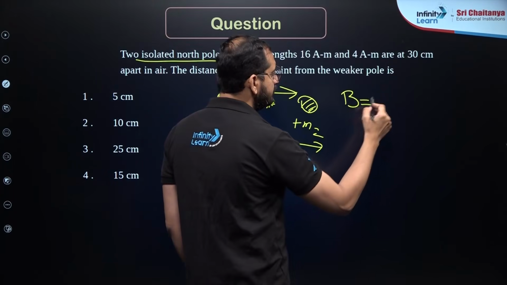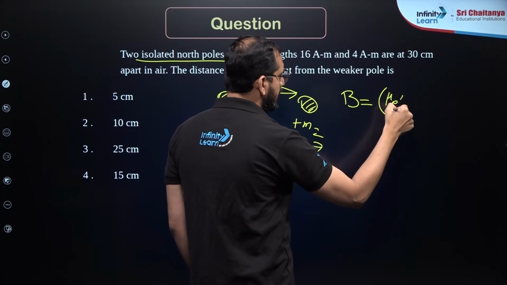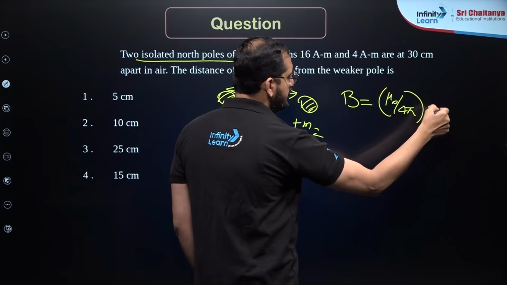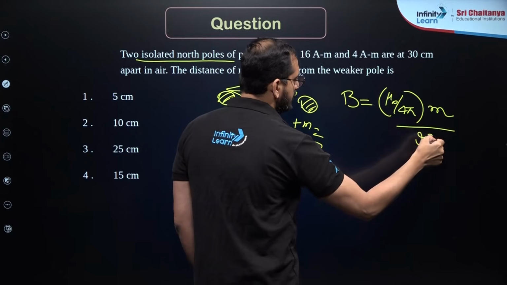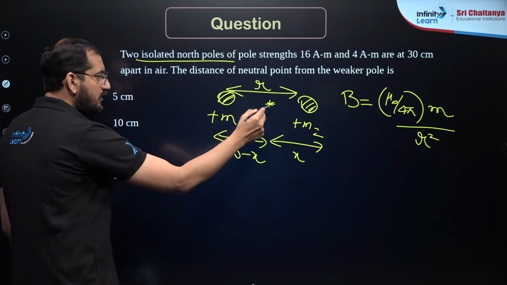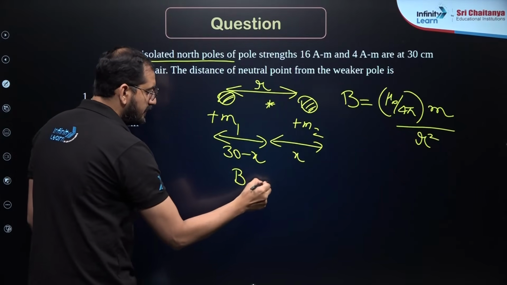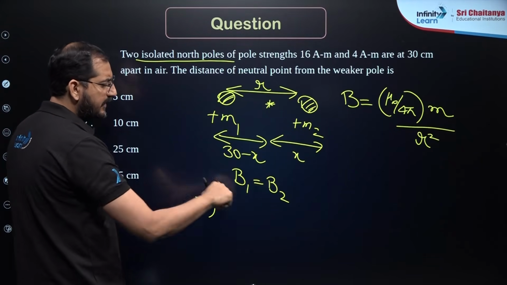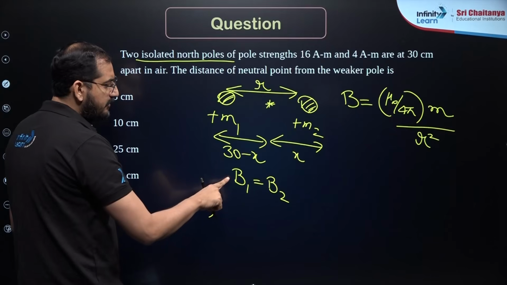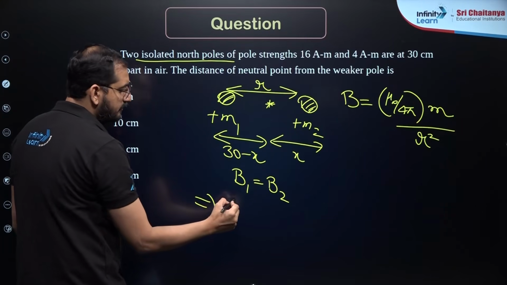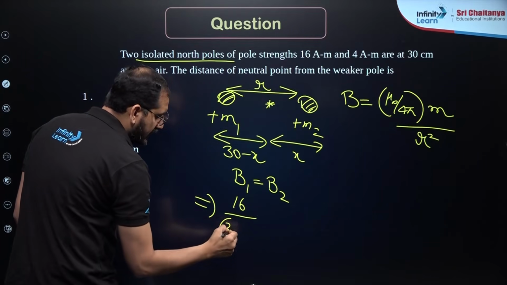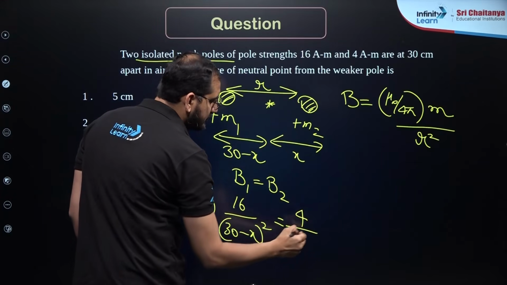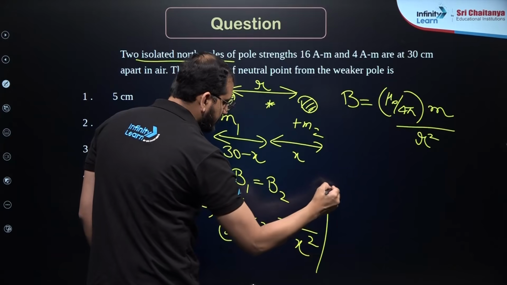Here we are going to use the formula for magnetic field, which is somewhat similar to the electric field in nature. It's going to be mu naught by 4 pi multiplied by the charge m, divided by distance square. Because this is a neutral point, B1 and B2 should be equal in magnitude. Constants will get cancelled out from both sides. Here we have the charge M1, which is the bigger charge, let's put 16, and here we have 30 minus x whole square. There we have the smaller charge, and the distance is this much.